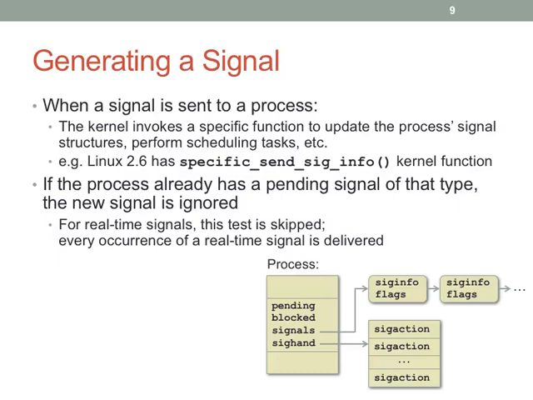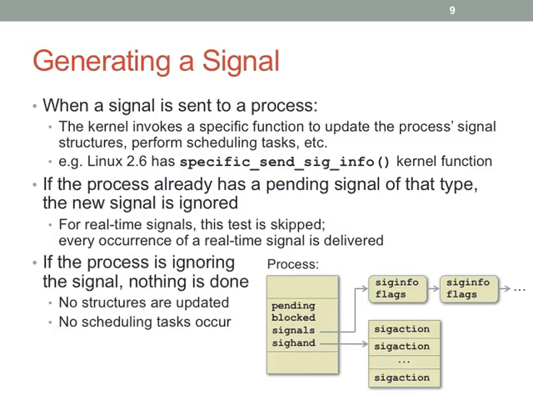Now, like I was saying, real-time signals will ignore that mechanism because you want to have every one of those delivered. Okay? If the process is ignoring the signal, so again, how does it determine that? It looks in sighand, looks in the array for the signal type, and if the signal entry says SIG_IGN, then it just ignores it. Okay, so that's fine. We're all good.